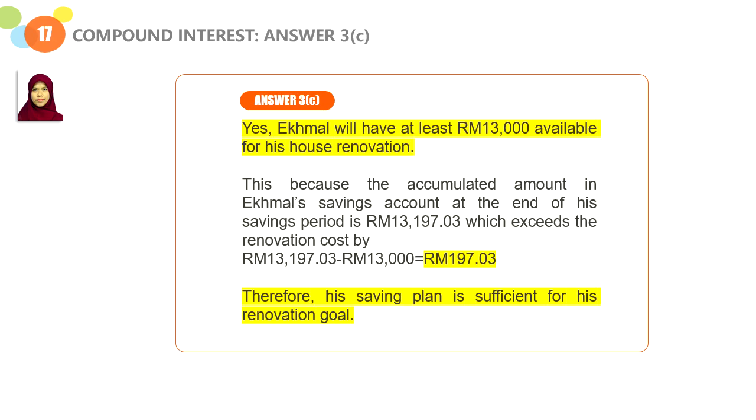Answer 3C. Yes, Ikmal will have at least RM13,000 available for his house renovation. This is because the accumulated amount in Ikmal's savings account at the end of his savings period is RM13,197.03, which exceeds the renovation cost by RM197.03. Therefore, his saving plan is sufficient for his renovation goal.